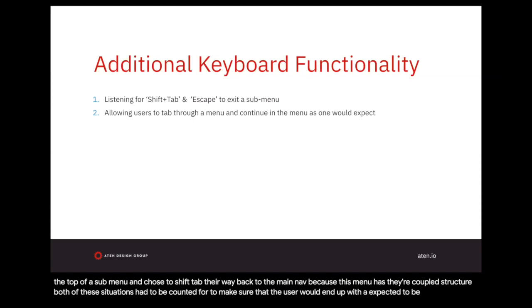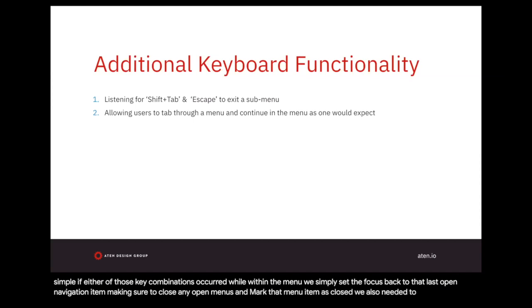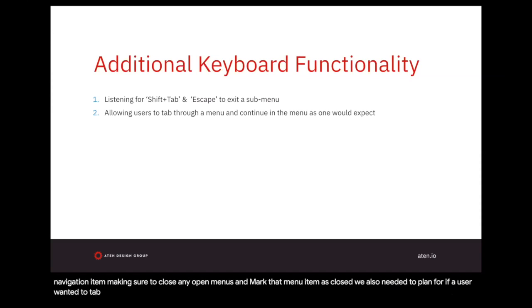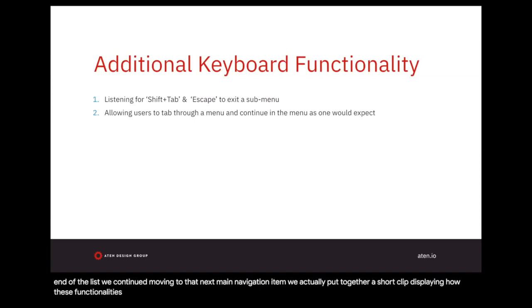The handler to support these functions is surprisingly simple. If either of those key combinations occurred while within the menu, we simply set the focus back to that last open navigation item, making sure to close any open menus and mark that menu item as closed. We also needed to plan for if a user wanted to tab through the main navigation. We simply set it up so that you could continue to tab, and when you had reached the end of the list, we continued moving to that next main navigation item. We actually put together a short clip displaying how these functionalities work.